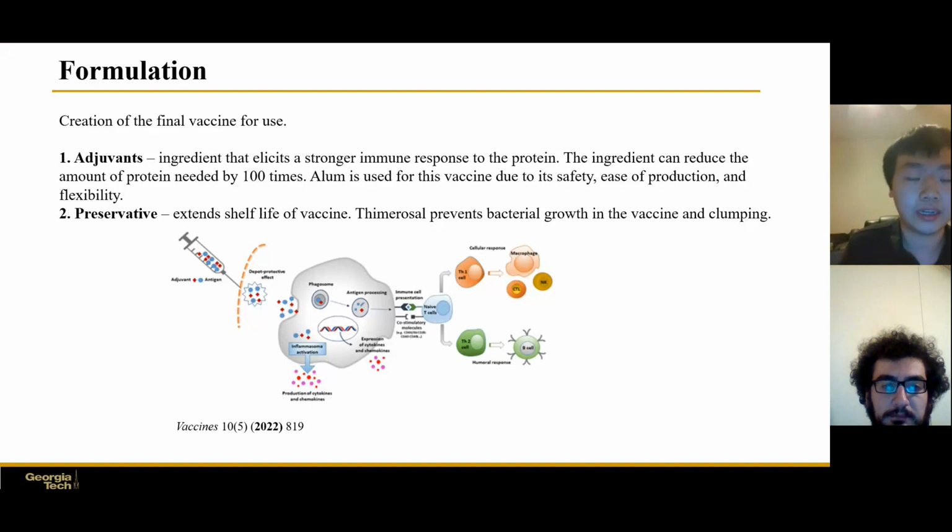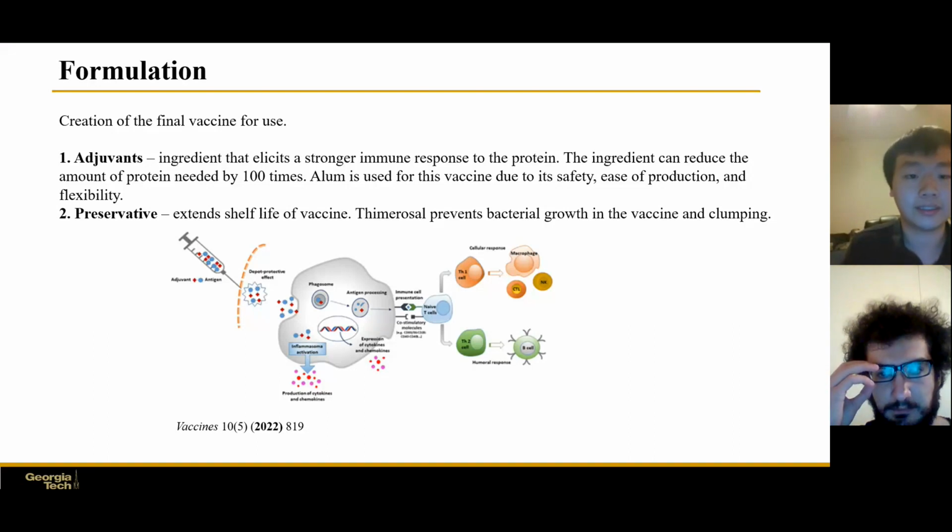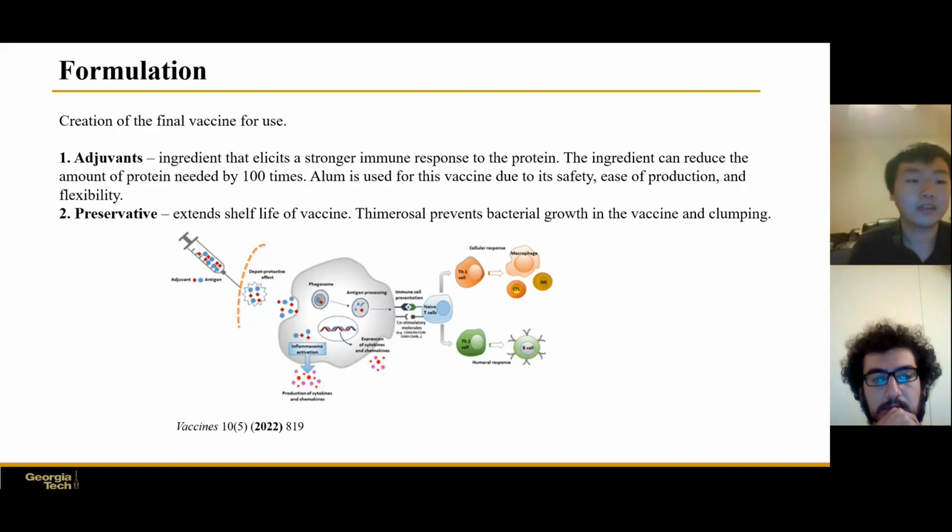Instead, we decided to use the aluminum salts adjuvant, aka Alum. It's used for this vaccine due to its safety. It's also easy to produce, and it's very flexible for other diseases. Finally, we need to choose a preservative, so we decided to use the thimerosal preservative. It prevents bacterial growth, and it prevents clumping in the vaccine, and the side effect of that is usually just swelling and redness. That's also a similar side effect for the Alum adjuvants.